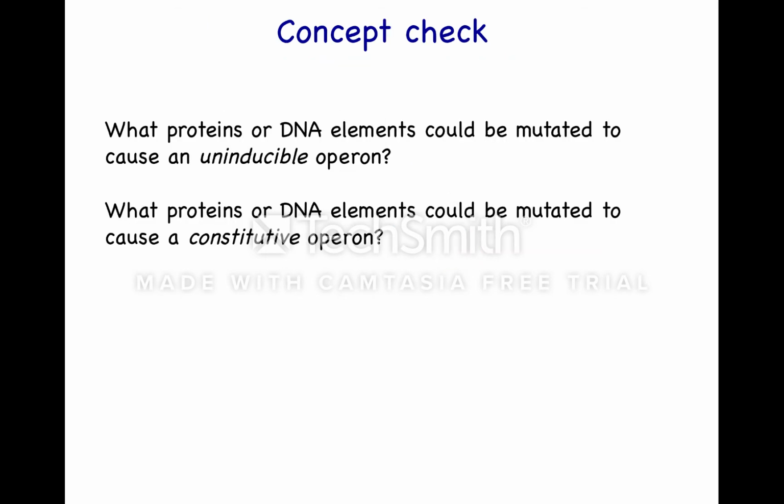So what I would like you to do is to now think about which proteins or DNA elements could be mutated to cause an uninducible operon, and which proteins or DNA elements could be mutated to cause a constitutive operon. So think about these. You definitely will need to be able to identify some mutants that would give you an uninducible operon that cannot be turned on ever, or a constitutive or constantly turned on operon.